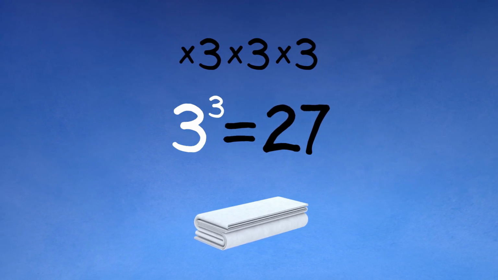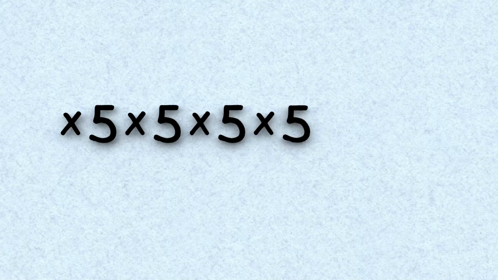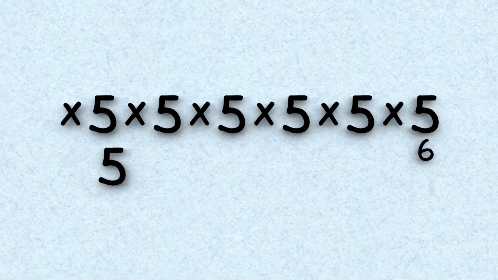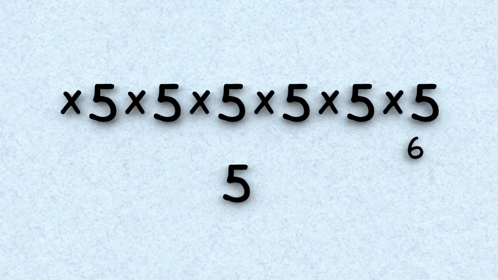This pattern of writing exponents will work for any repeating multiplication. If we multiply by 5 over and over, we can simply count the number of repetitions. Our number 5 is the base, and the number of repetitions is the exponent. 5 multiplied 6 times is 5 to the power of 6.